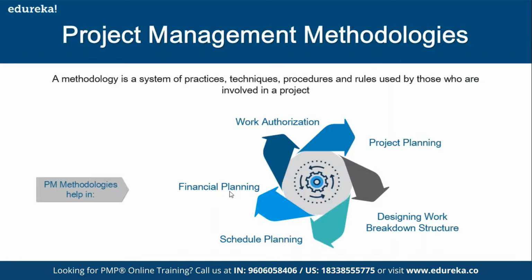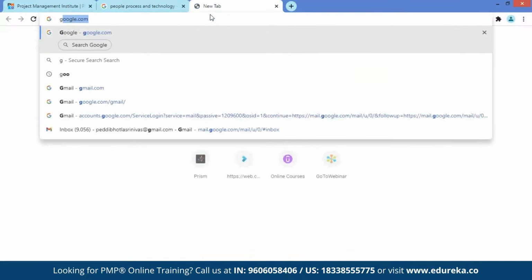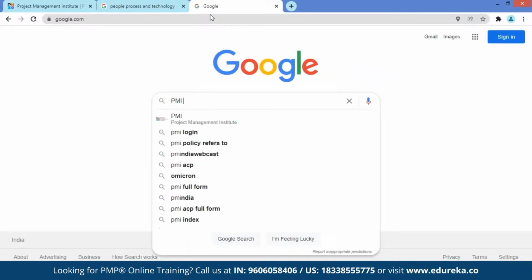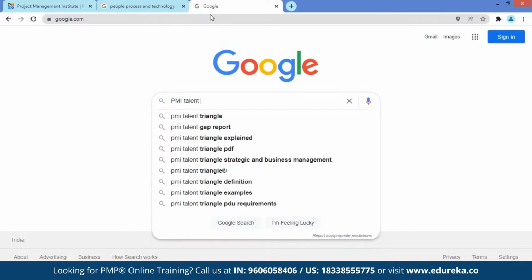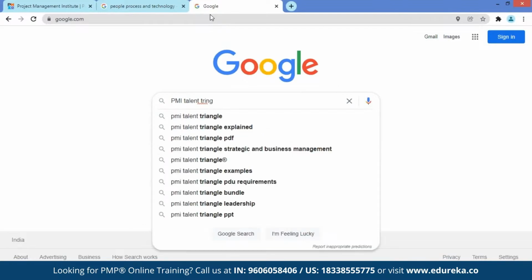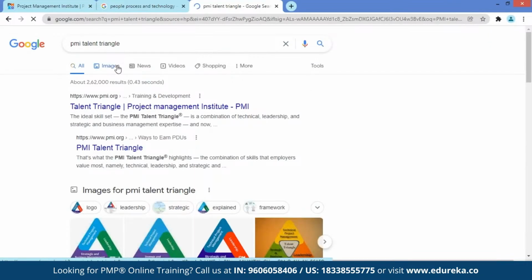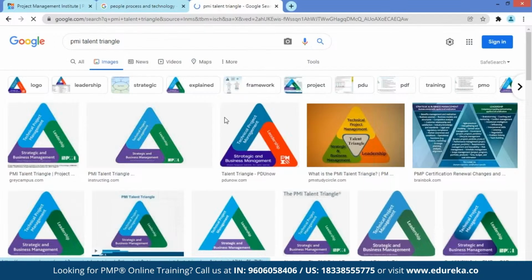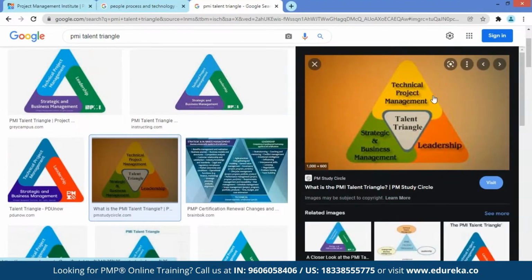Taking a quick side note here, team. PMI expects us to demonstrate competency on three important aspects, which is called the PMI talent triangle. Okay, so what is the PMI talent triangle? PMI expects that you are able to demonstrate competency in three important aspects. One is technical project management. The second important thing is strategy and business management, and the third important thing is leadership. So if you are a project manager, you are expected to demonstrate competency on these three aspects.